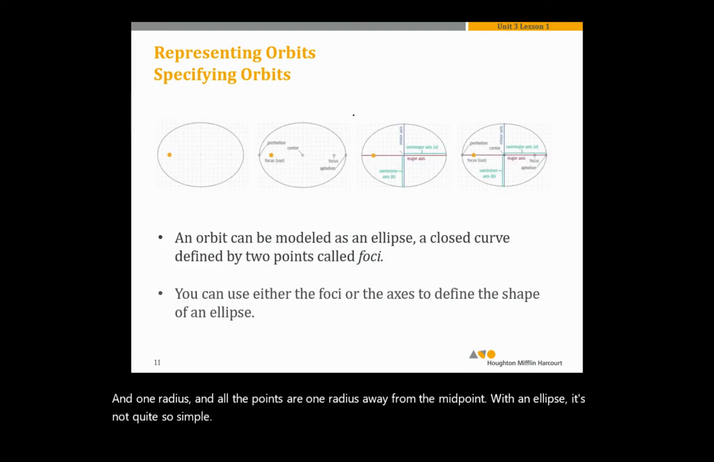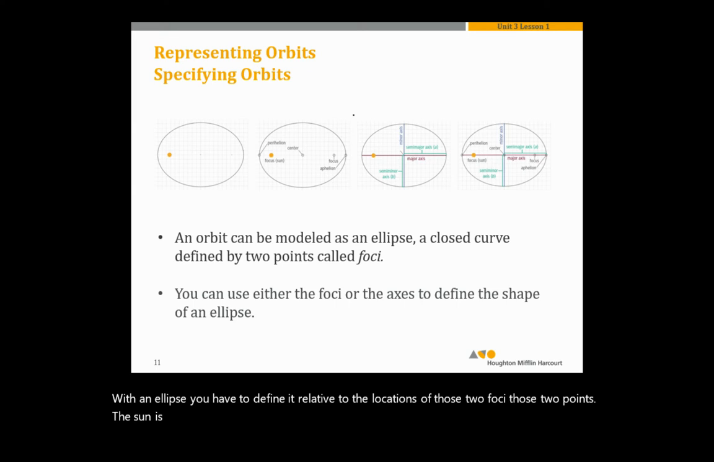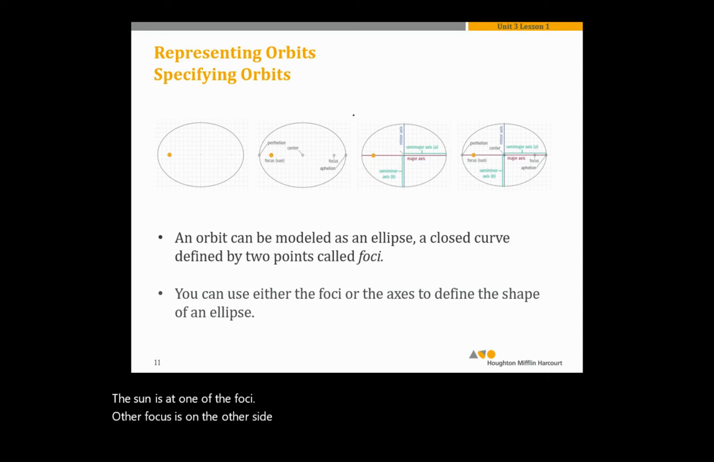With an ellipse, you have to define it relative to the locations of those two foci, those 2 points. The sun is at one of the foci. The other focus is on the other side of the center of the orbit, an equal distance away from the center.